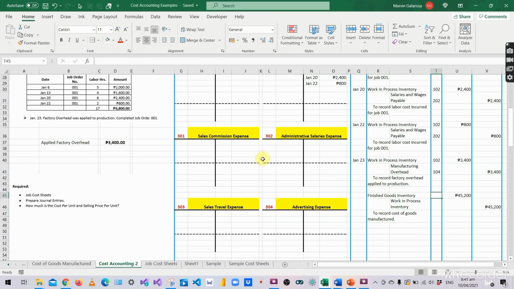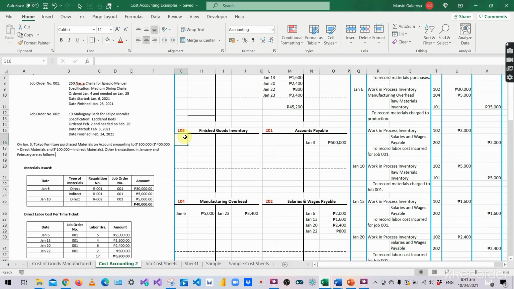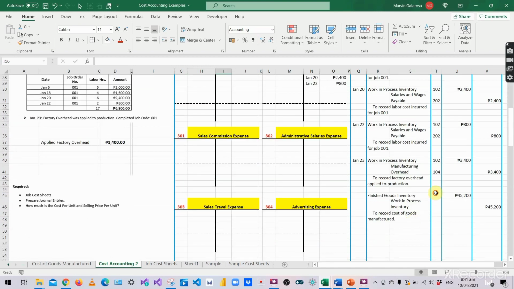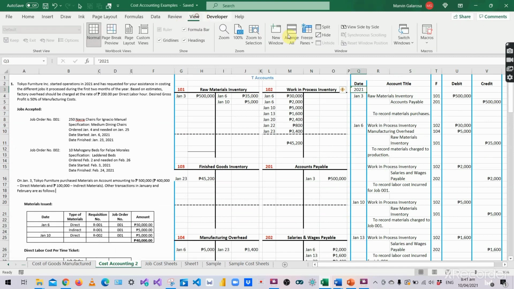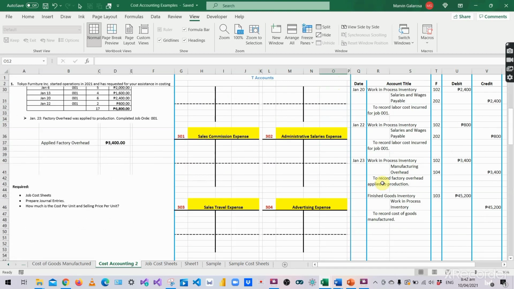Post na natin sa T accounts for finished goods January 23. 45,200. Account number niya for reference 103. And then, credit naman sa work in process. Sa January 23, 45,200. So, ang total ng credit side niya is 45,200. Balance niya at the end of January would be 0. Lagay natin yung reference number for work in process, 102.